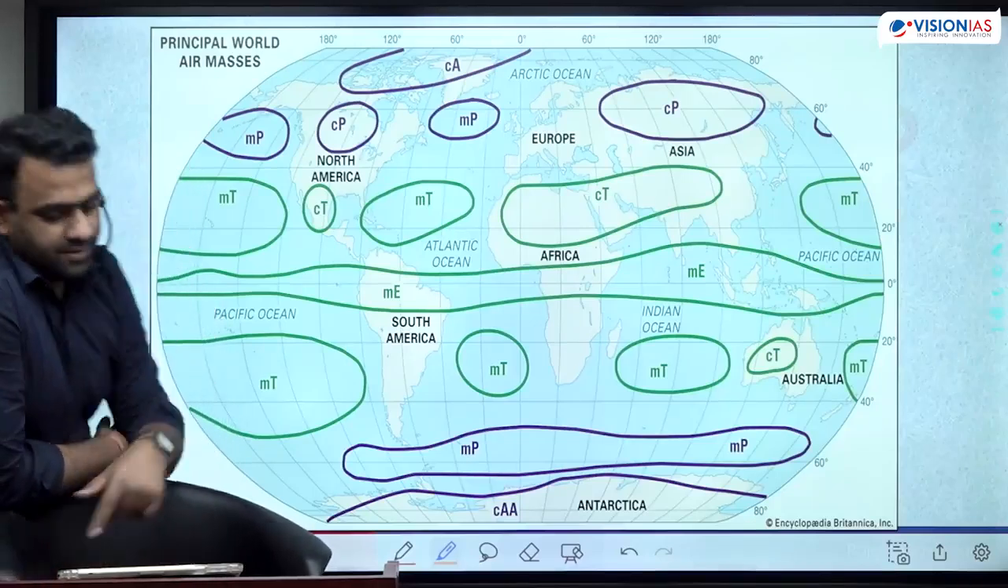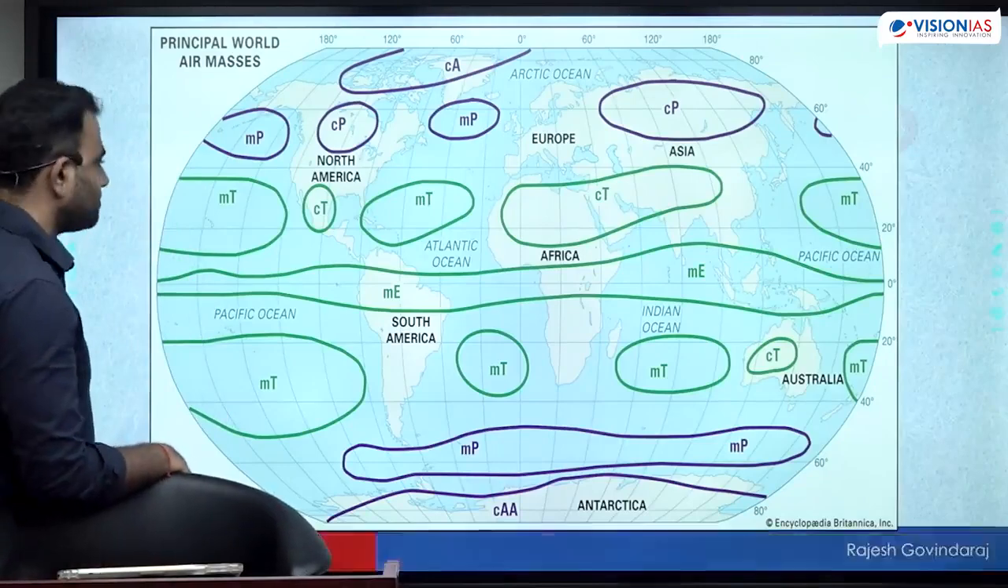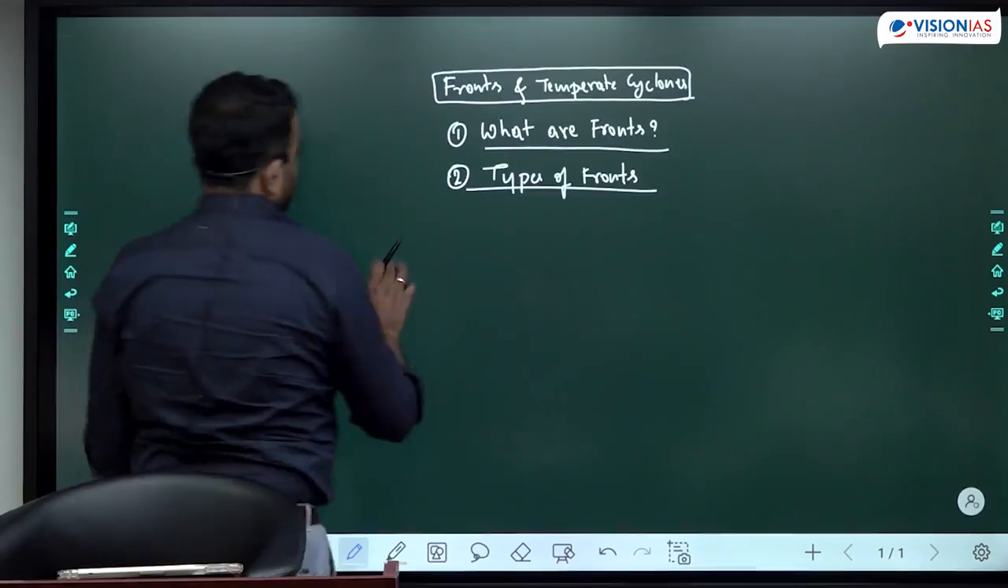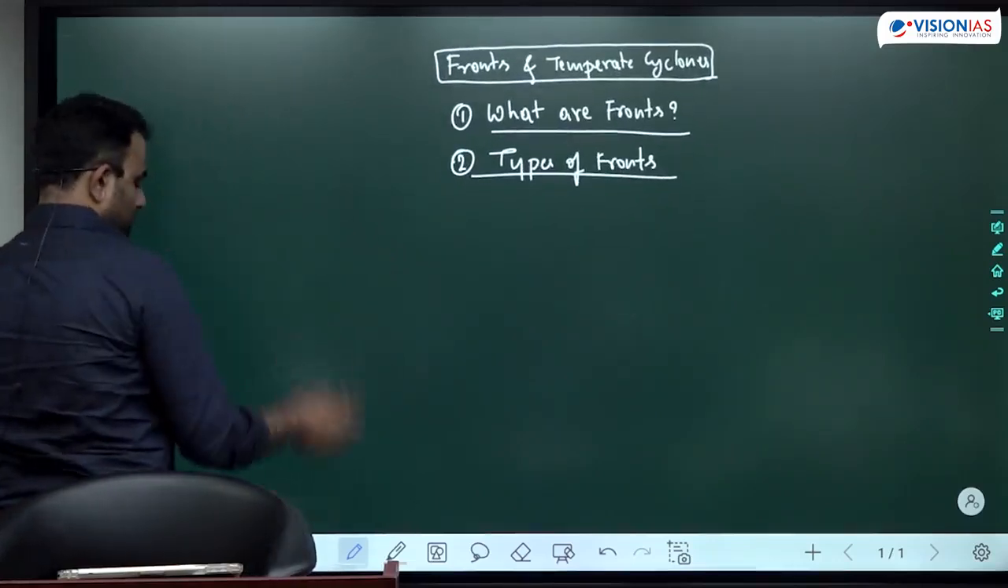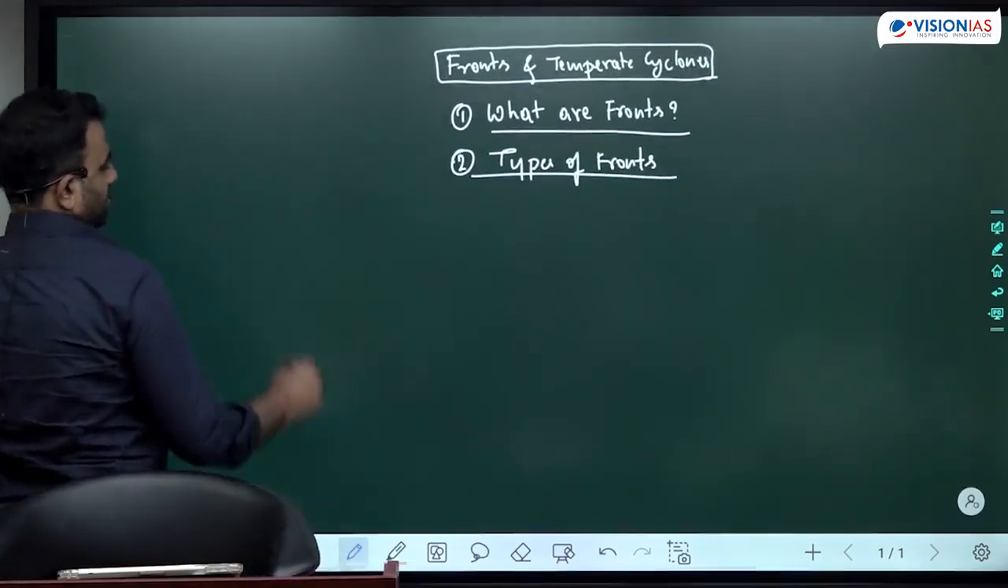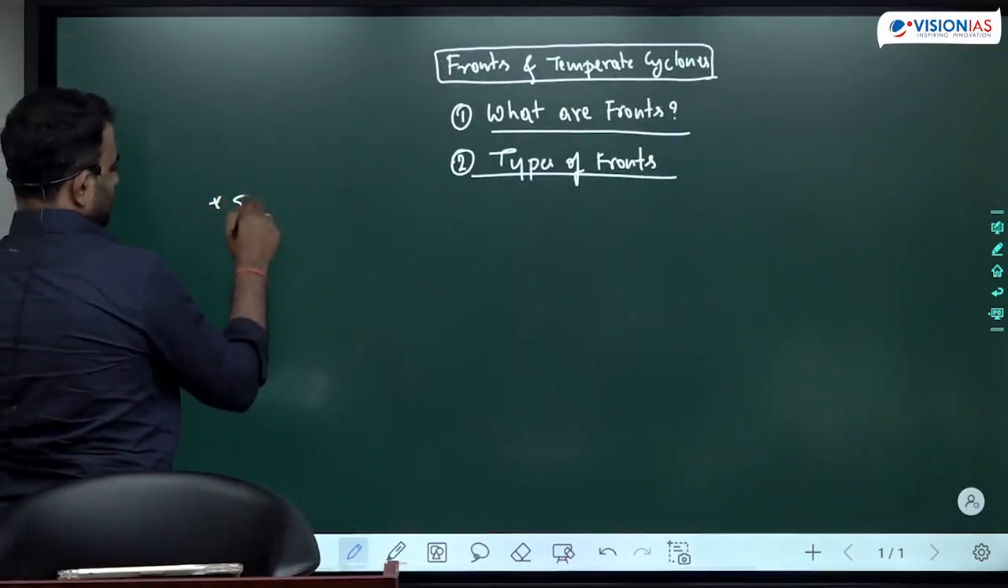Okay? Now, the types of fronts. It all depends upon the stage of front formation. It begins with the stationary front.